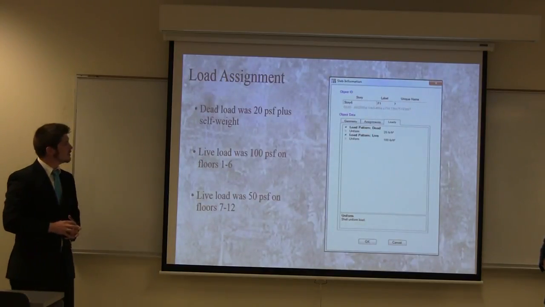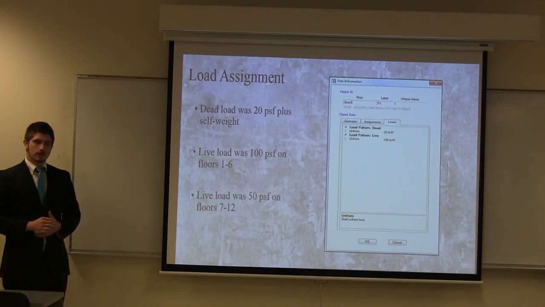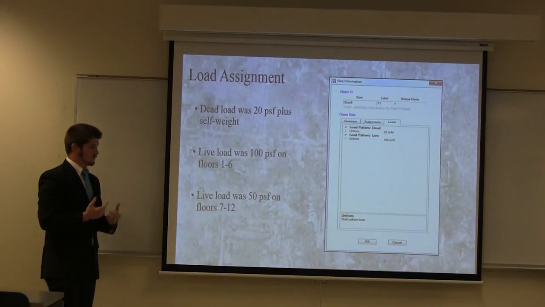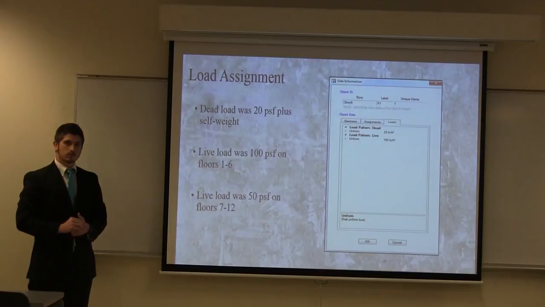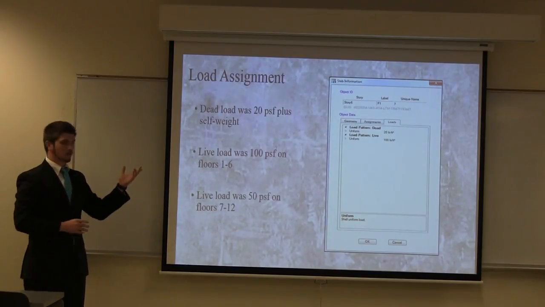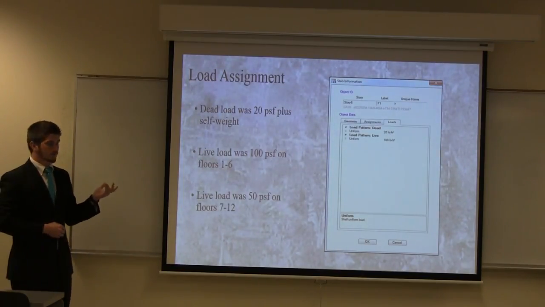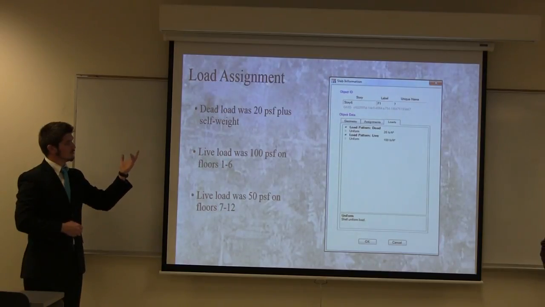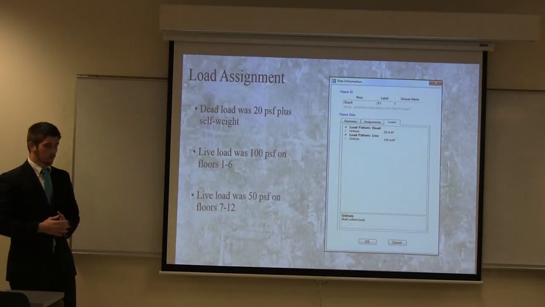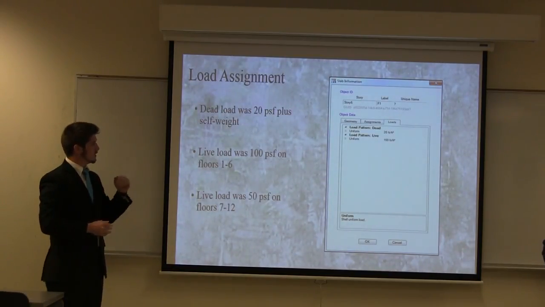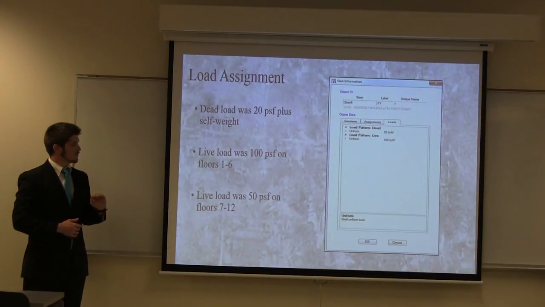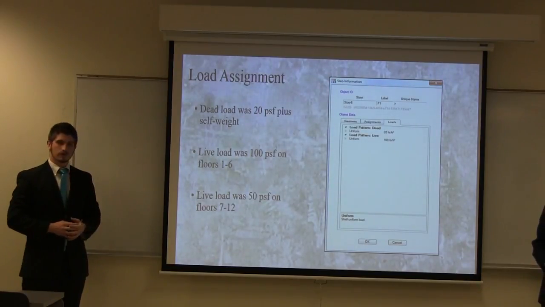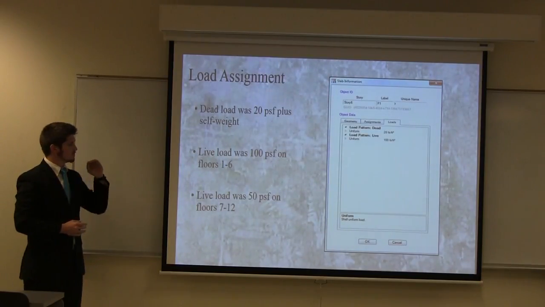Next one, please. Then we assigned the dead and the live load to each floor, and we assigned them as shell elements. The dead load was 20 pounds per square foot on each level, plus the self-weight. The software accounted for the self-weight for us, so all we had to do for the dead load was to apply 20 pounds per square foot on each level. The live load was 100 pounds per square foot from floors 1 through 6, and then 50 pounds per square foot on levels 7 through 12.